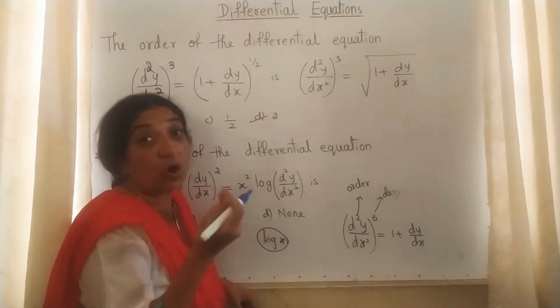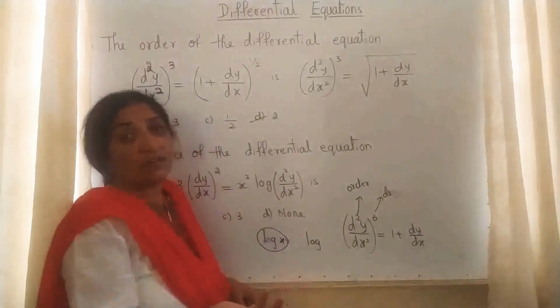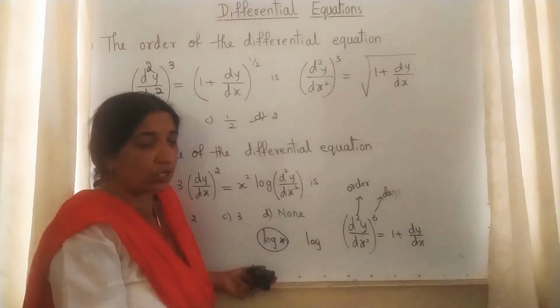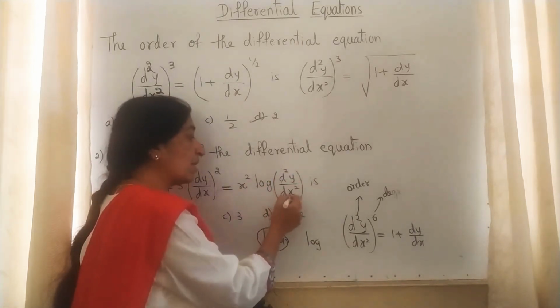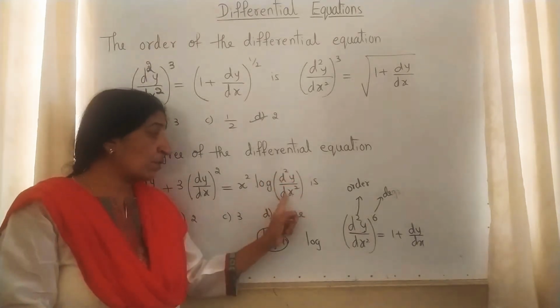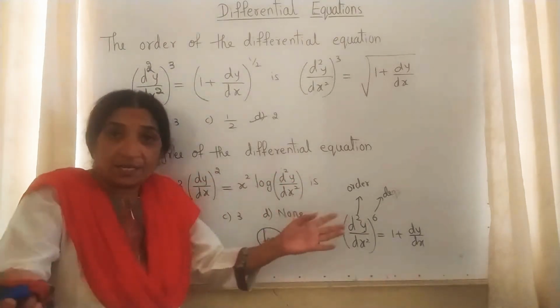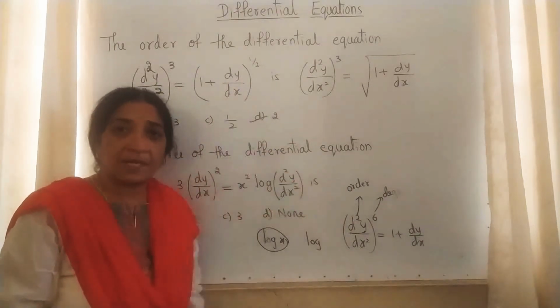Without x, log has no meaning. If you write only log, what is the value? It has no value. Like that, it is log of d square y upon dx square. That means d square y upon dx square is not free; something is depending on that. Some term is depending on that.